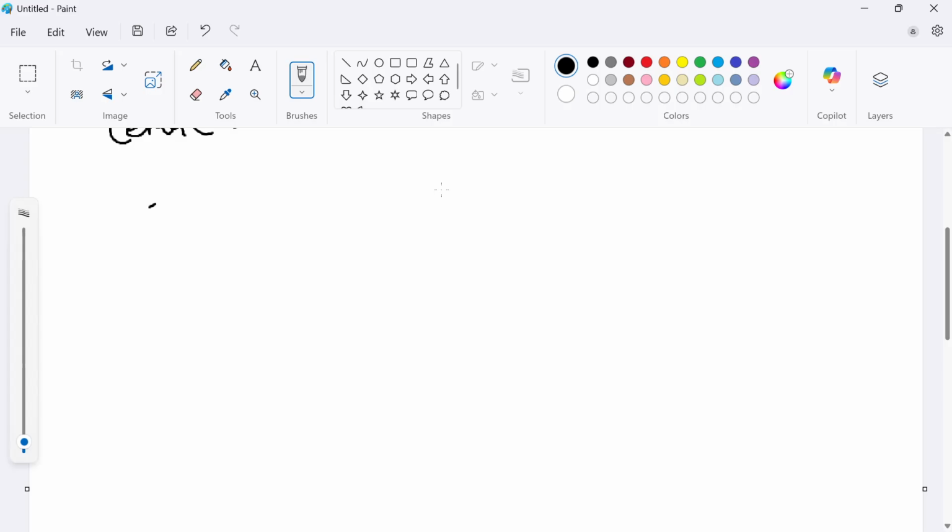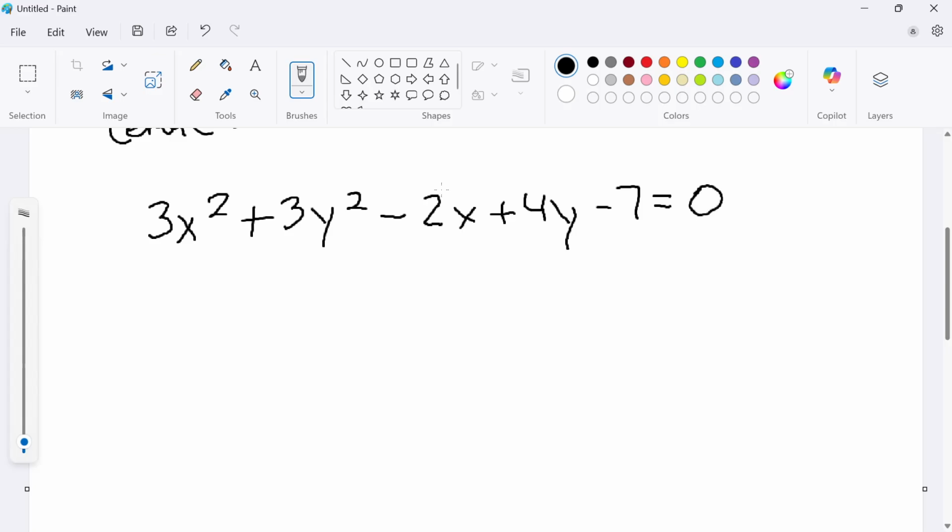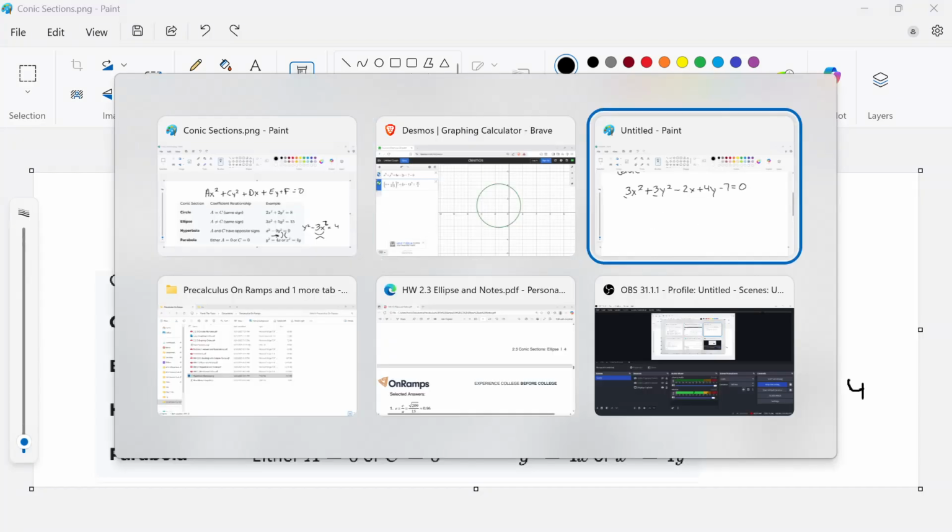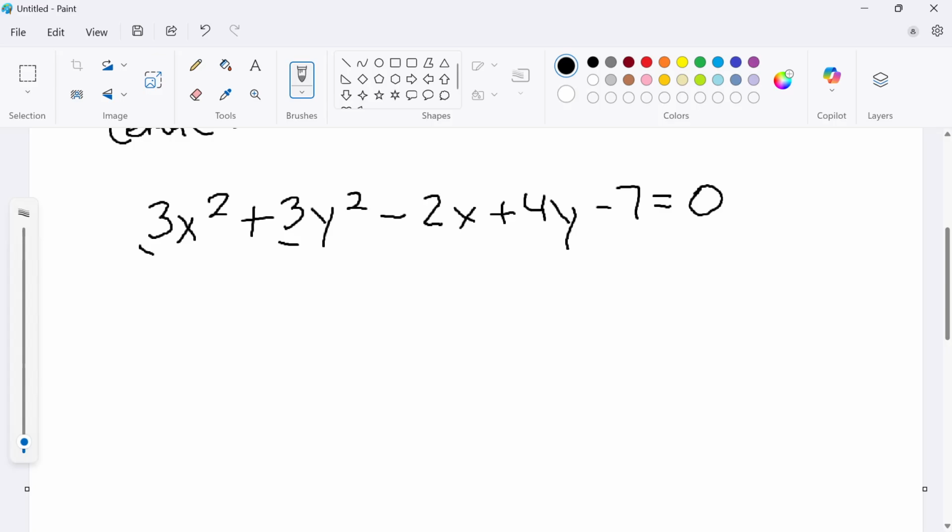If I have 3x squared plus 3y squared minus 2x plus 4y minus 7 equals 0, and I notice that the numbers are the same and the signs are the same, so now I know it's a circle, I'd be better off just dividing everything by 3. So this would be x squared plus y squared minus 2/3 x plus 4/3 y minus 7/3.